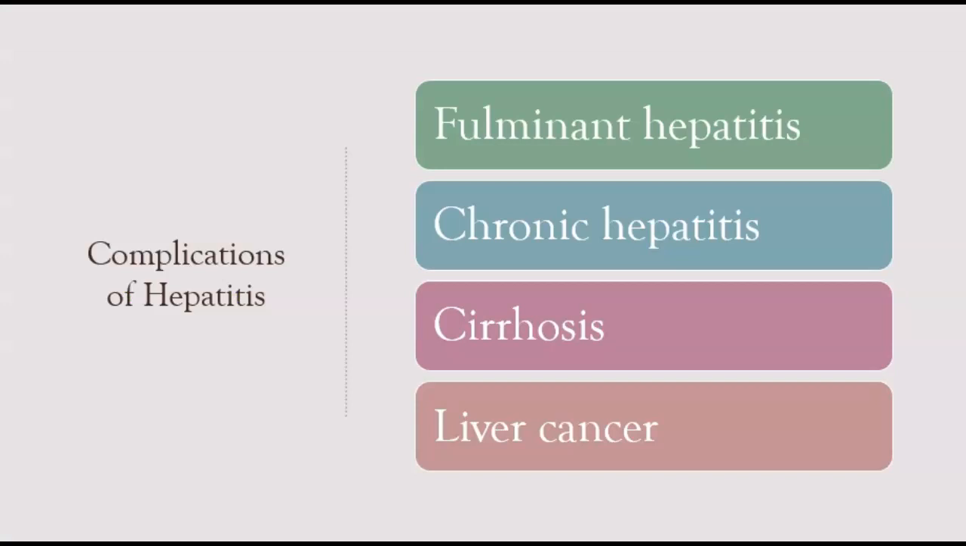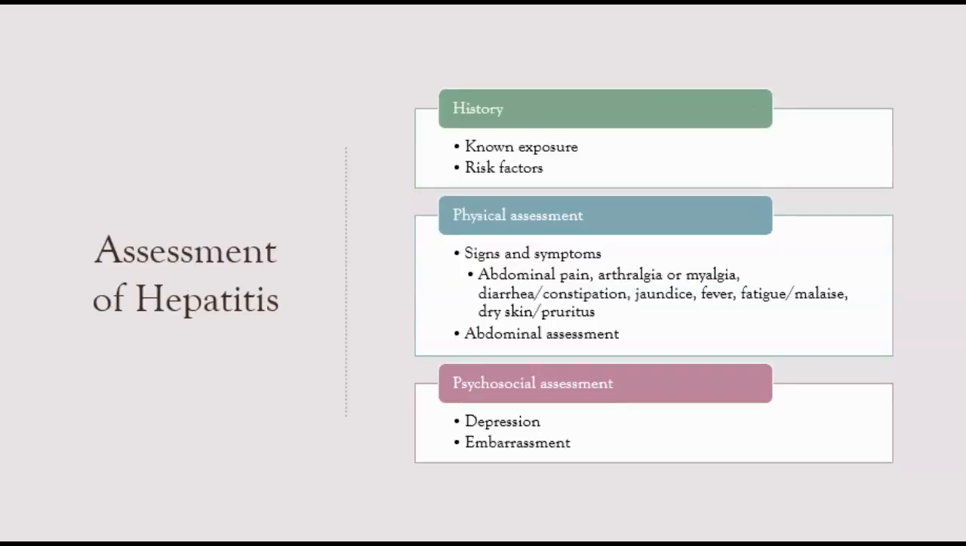Complications of hepatitis. There is fulminant hepatitis, which is sudden liver failure. Chronic hepatitis, which is inflammation that occurs longer than 6 months. Cirrhosis and liver cancer. Assessment of hepatitis. You'll start with a history. Ask them if they have a known exposure to hepatitis, and ask them about risk factors. Physical assessment, signs and symptoms.